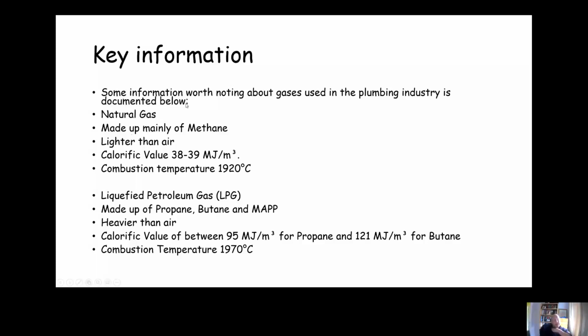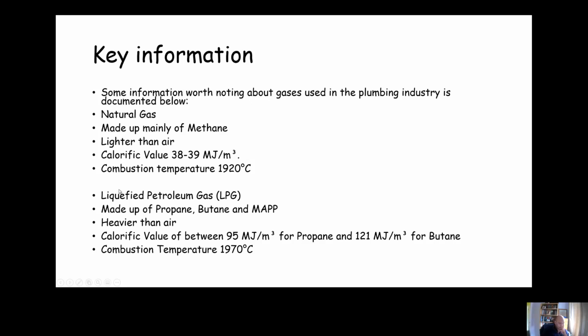So some key info to remember here: natural gas is made up mainly of methane. There are some other gases in there. It's lighter than air, and it's got a relative density normally of between 0.6 and 0.8, averaging at 0.7, which means it's 0.7 times the weight of air, so it's lighter than air. It would rise in air. It's got a combustion temperature of 1920 and a calorific value between 38 and 39 megajoules per meter cubed, depending on the mix that makes it up.